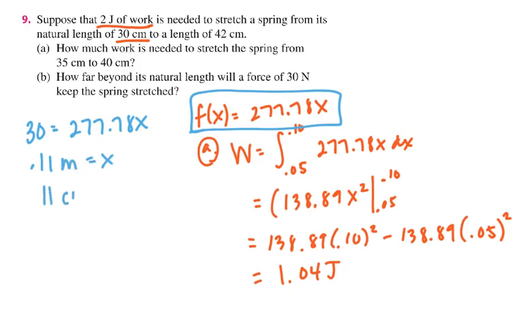And everything is in centimeters. So WebAssign probably wants you to say 11 centimeters. Again, I'm happy with 2 decimal places. Make sure you know how many decimal places WebAssign is asking for.